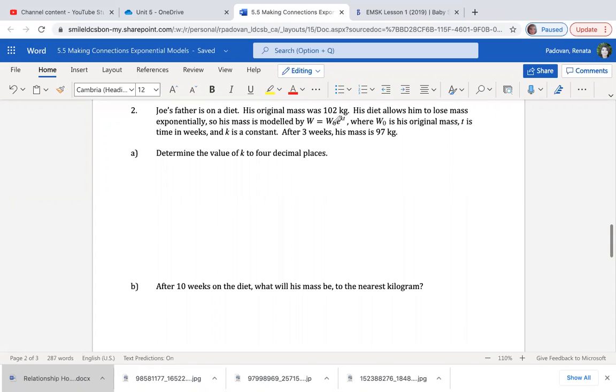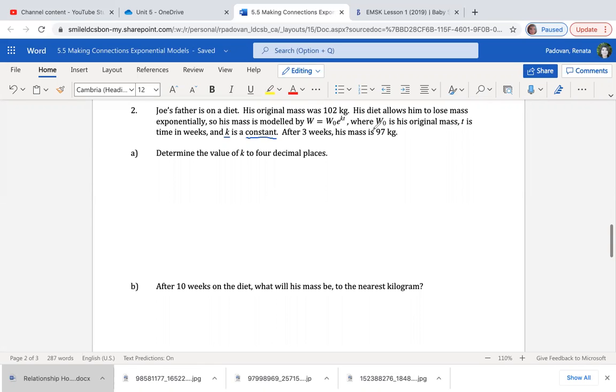So W is equal to, you would say this as W naught, multiplied by a base of e to the exponent kt, where W naught is his original mass. So the original mass, we already have a number in place there, right? t is the time in weeks. We're calculating time as weeks, not days like in number 1, and k is a constant. So that helps us out. k is a constant. It's not another variable.